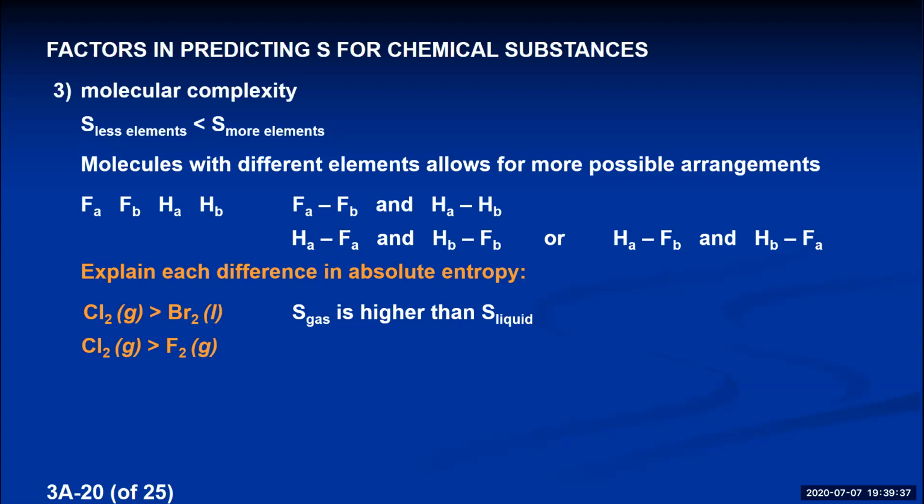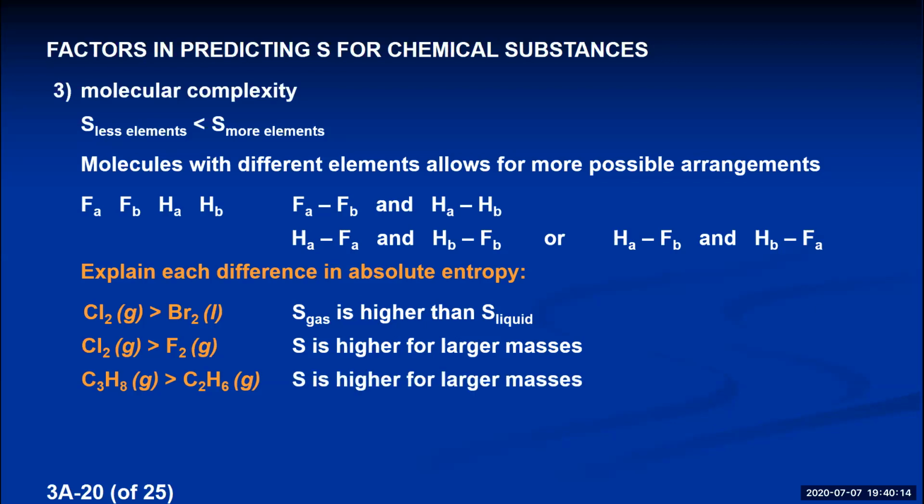Why does gaseous chlorine have a higher entropy than gaseous fluorine? They both have the same state of matter, but chlorine molecules weigh more than fluorine molecules, so the entropy is higher for a molecule that has a larger mass. How come C3H8 gas has a higher entropy than C2H6 gas? Just like the previous example, they both are gases, so it's not that reason, but these gases have different masses. C3H8 would have a larger mass than C2H6, and larger masses have higher entropies, so that's why C3H8 would have the higher entropy of the two.